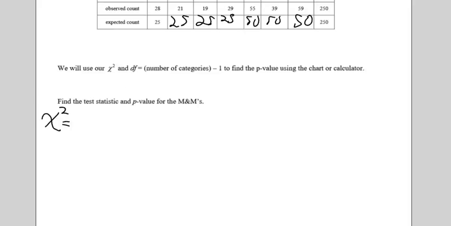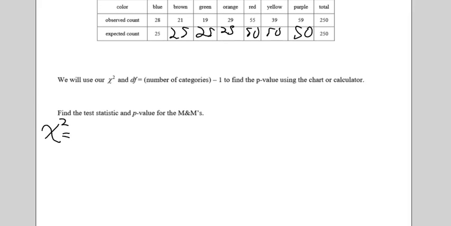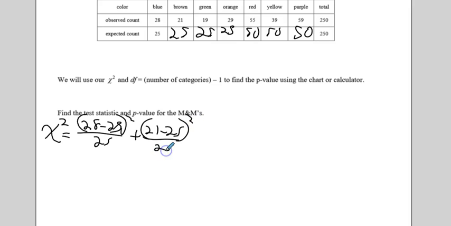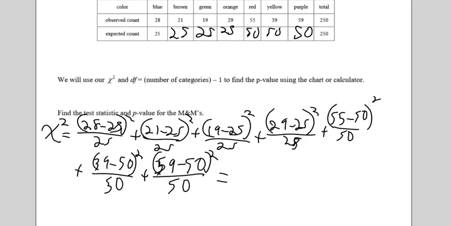So using our chart, we're going to go color by color. So blue, our observed minus expected squared divided by expected. That's one fraction. Plus 21 minus 25 squared divided by 25, the expected. I want to keep doing that. All right, so there's my 7 fractions. We have 7 colors, 7 fractions. Every category will be a fraction.